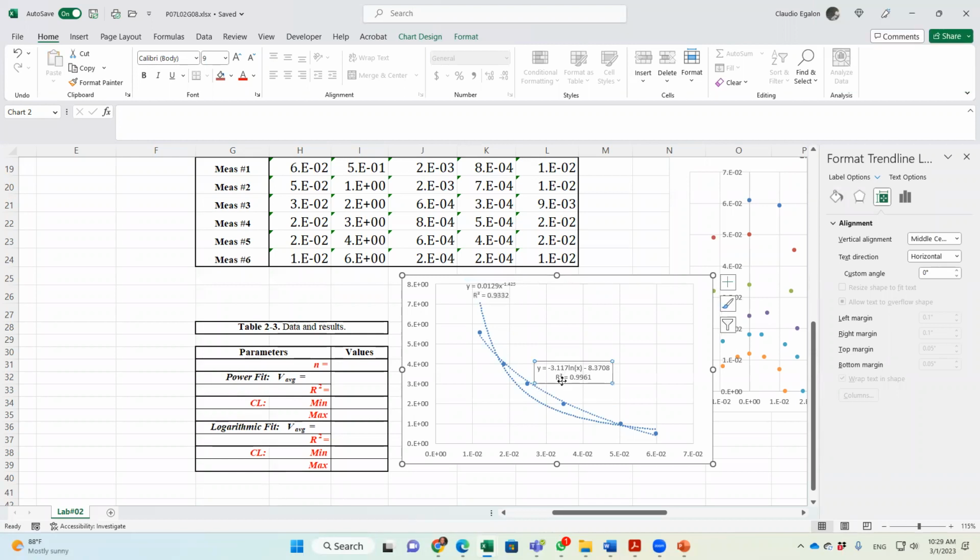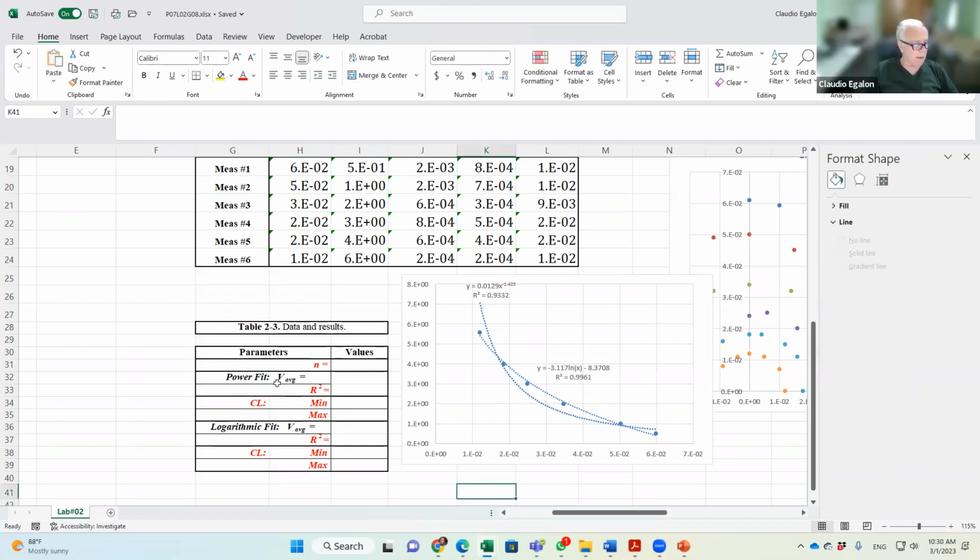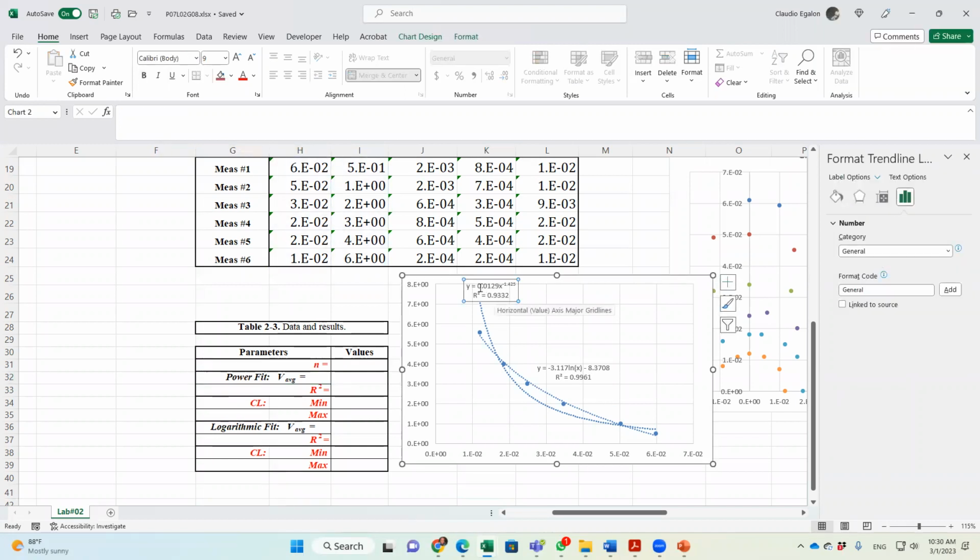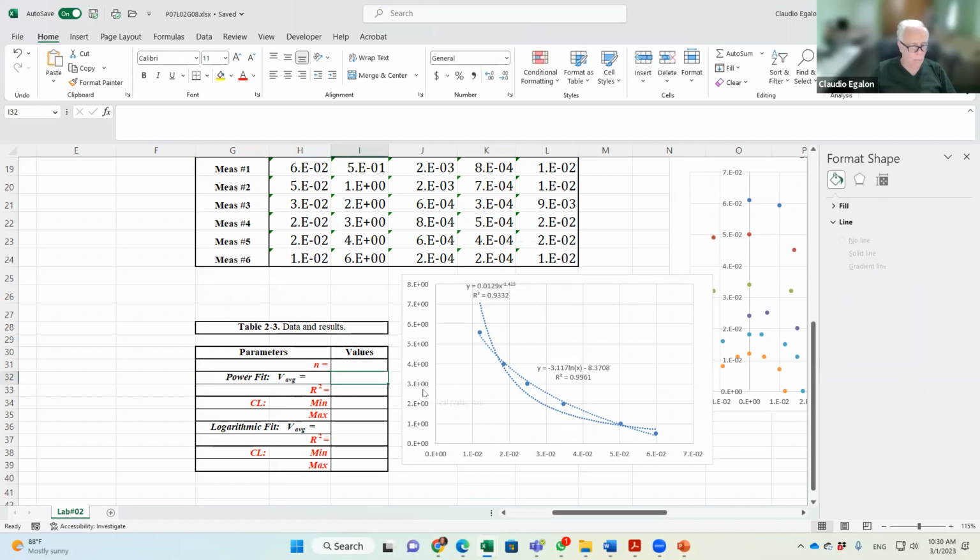Professor, so we want to get the line that's connected to the dots and not the power line that goes above where the dots are? You want both of them. See, power fit, you have this equation here. Copy it, right? And you paste it here, and then you work it out.